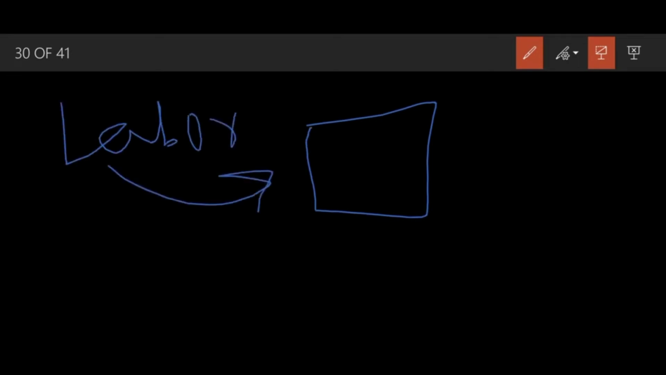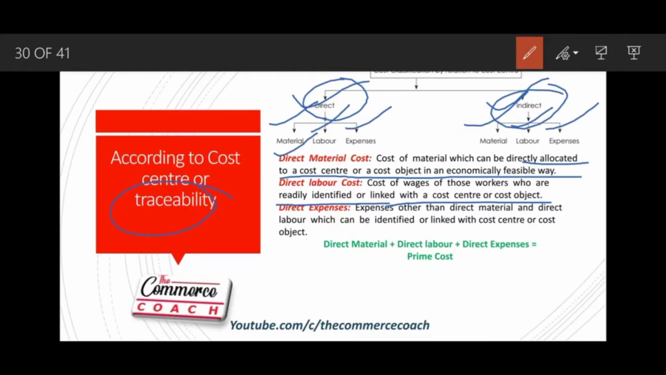So now you got the point, cost center and cost object are similar terms. Now in the example, the cost center is the box. So the labor employed directly on such a thing is known as direct labor cost.